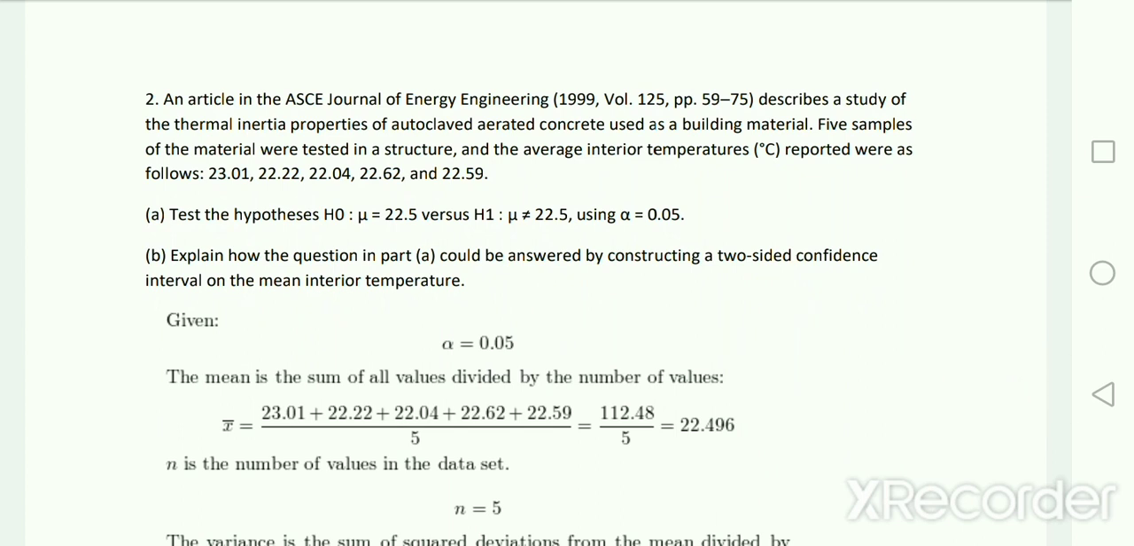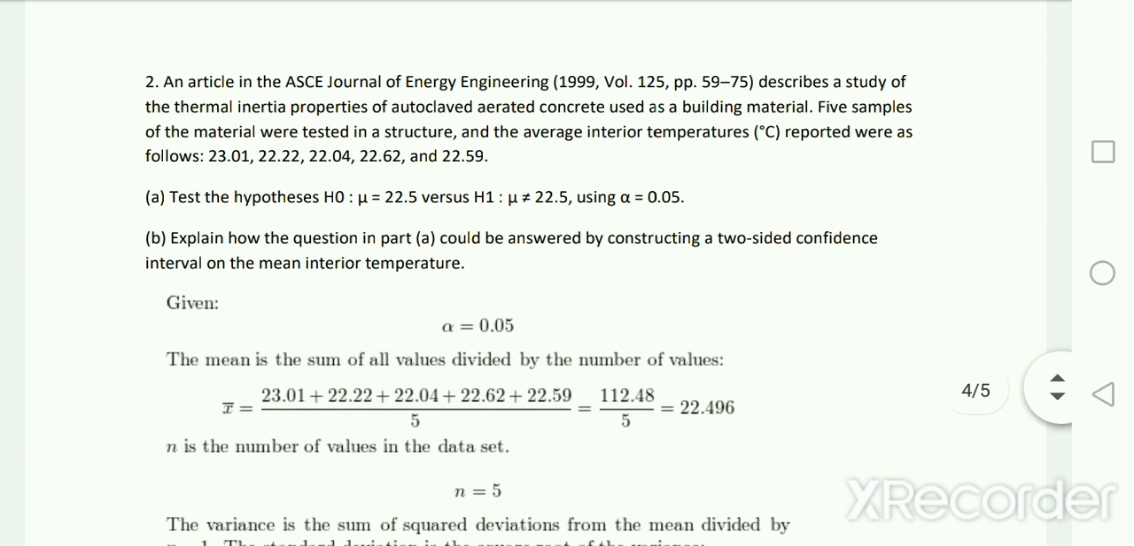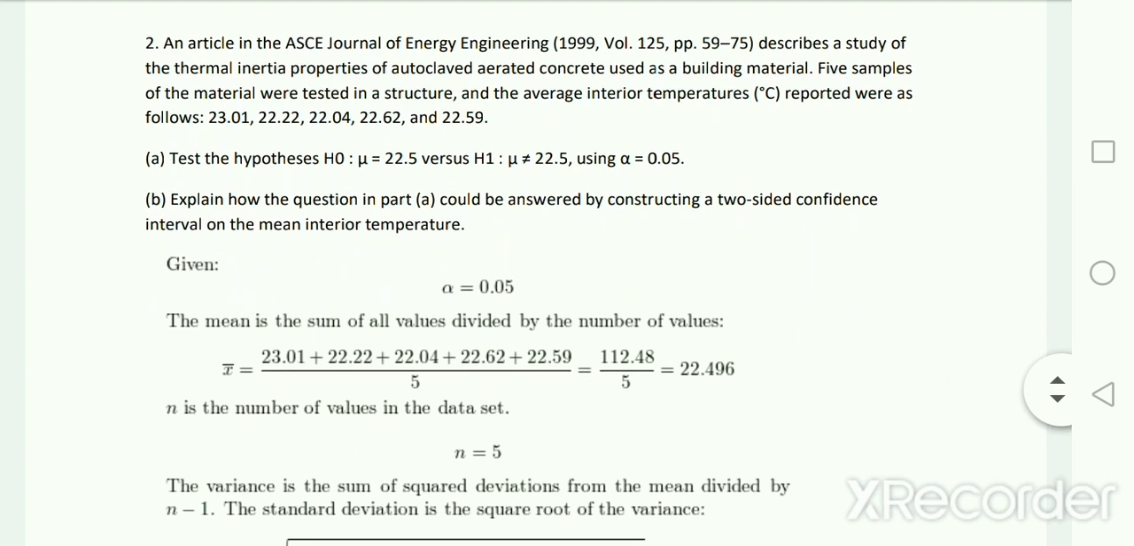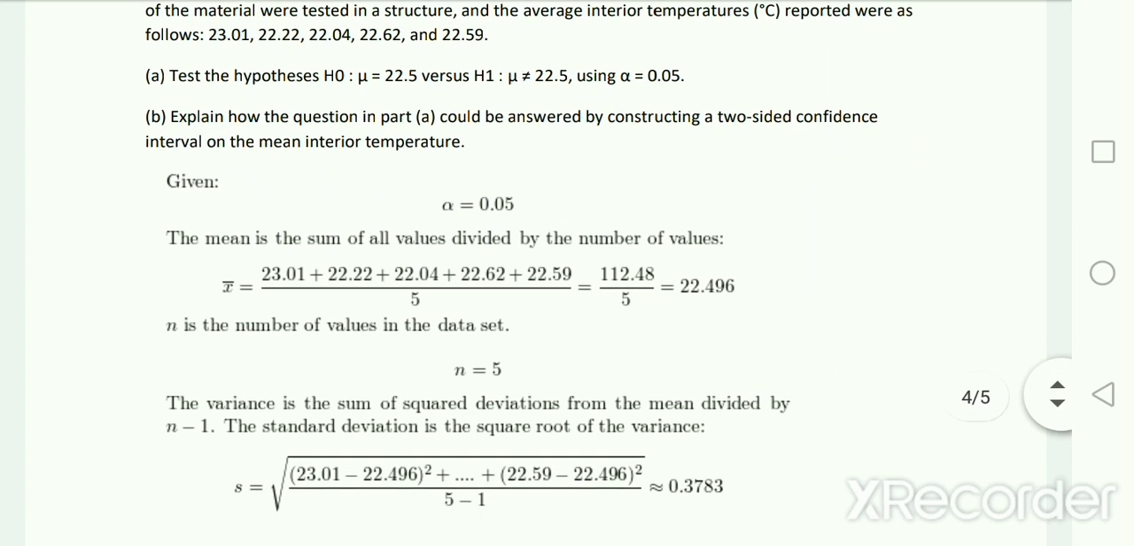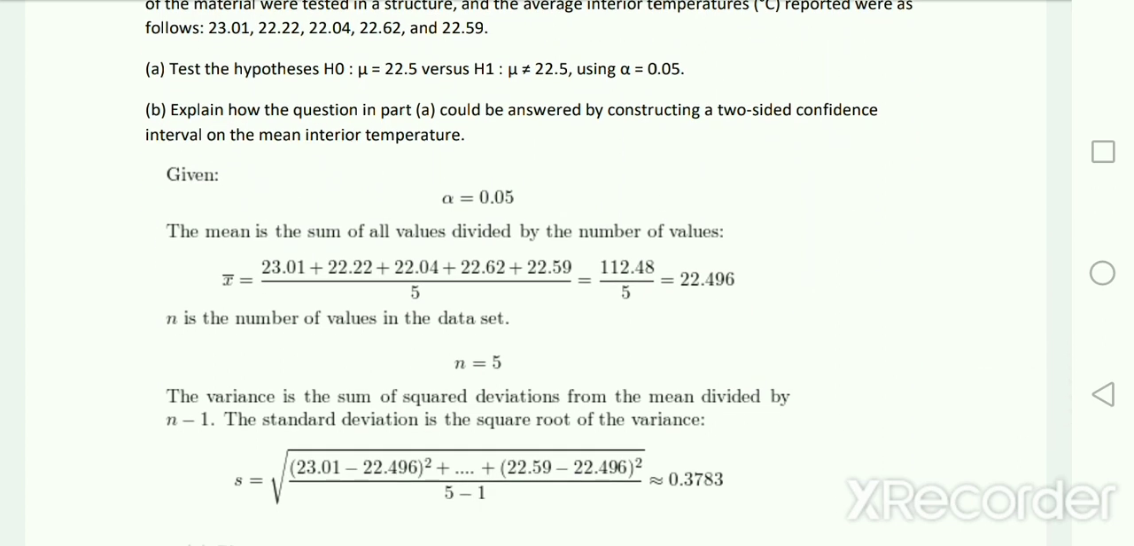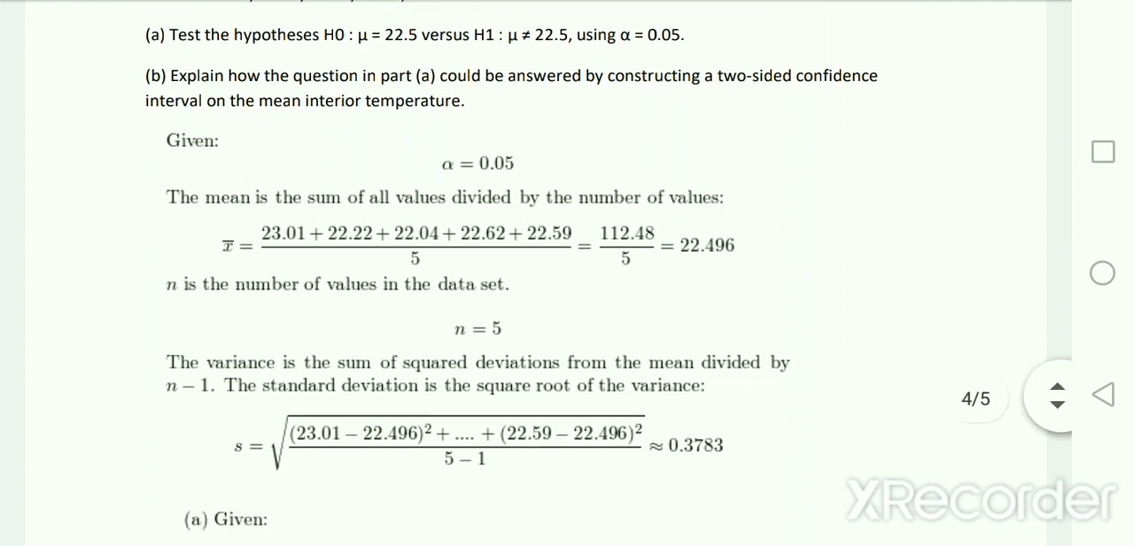In this problem also they give 5 samples for the temperature, and here we have to verify the null hypothesis mu equal to 22.5 versus the alternative hypothesis mu not equal to 22.5 with alpha 0.05. Here also we have only 5 samples and the population mean only given. There is no other information, but by using those 5 samples we have to calculate the mean value and standard deviation of the samples.